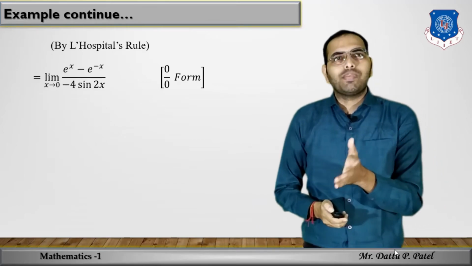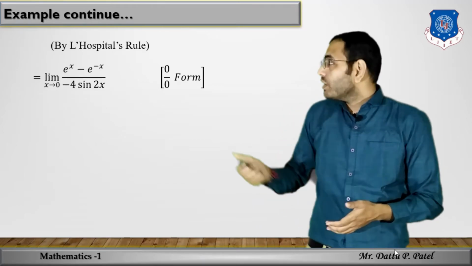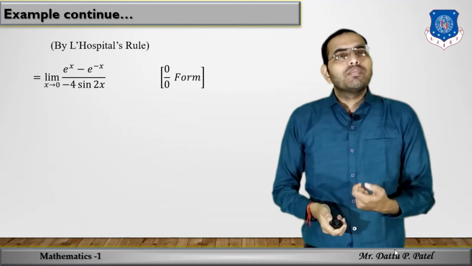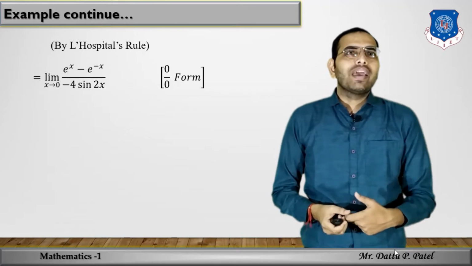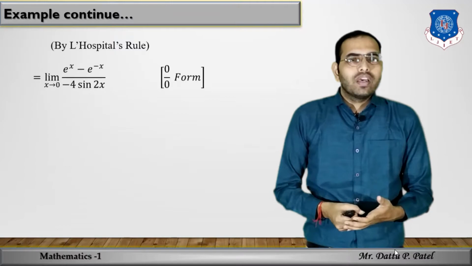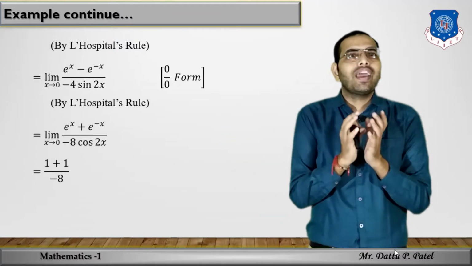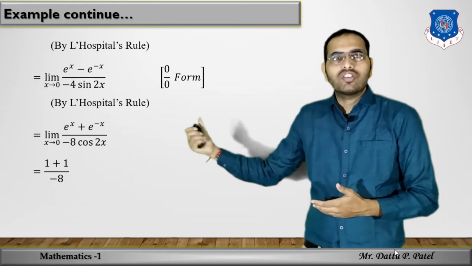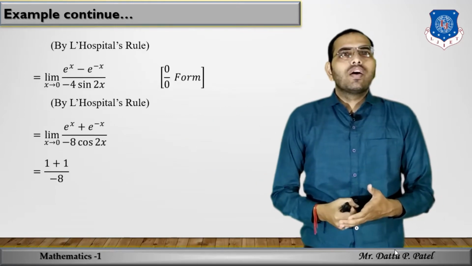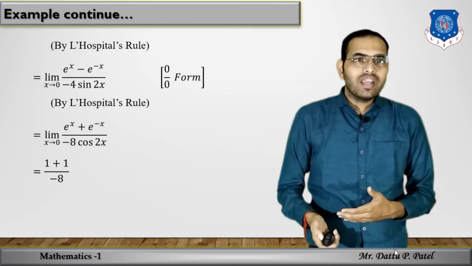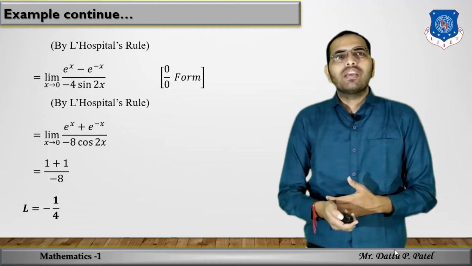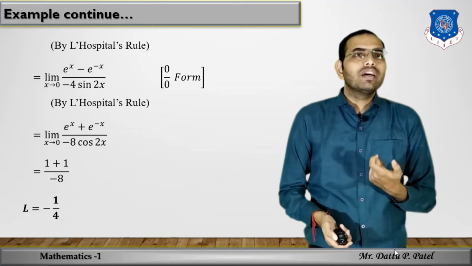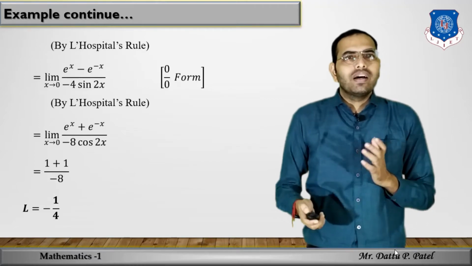Then applying L'Hopital's rule, the derivative of the numerator is e raised to x plus e raised to minus x, divided by minus 8 cos 2x. Here the denominator has a finite value, so applying the limit to the given function, it becomes 1 plus 1 divided by minus 8. Simplifying that term, we get minus 1 by 4, which is our finite answer, meaning the limit exists.